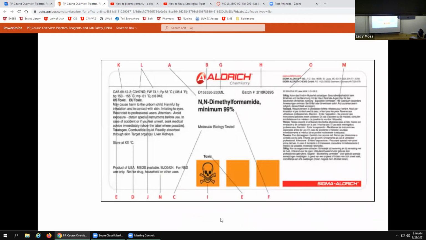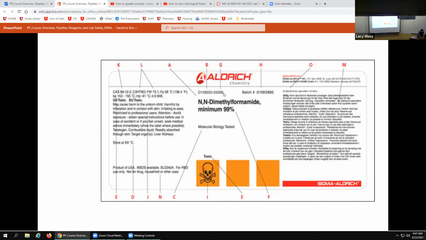All right, so this is a reagent label. This one has a little HAZCOM picture showing that it's toxic. It has the name of the chemical on it as well as its purity. Down here we have some additional warnings, like may cause harm to the unborn child, harmful by inhalation. I'm not sure all that's in English.